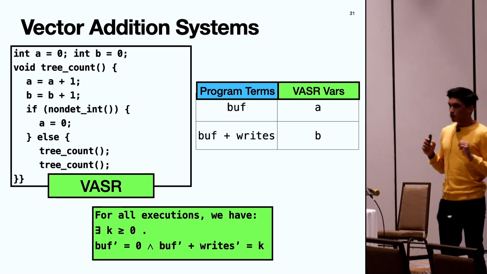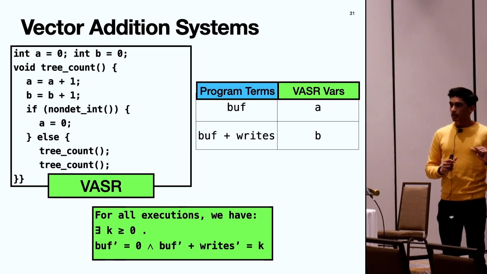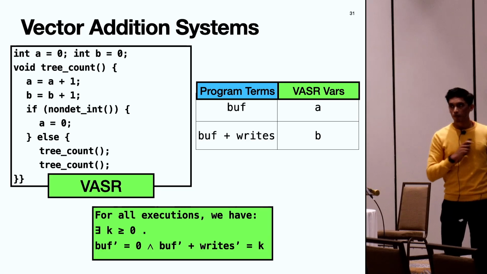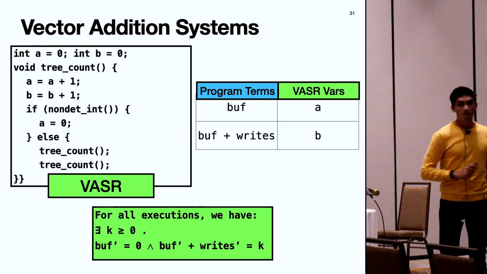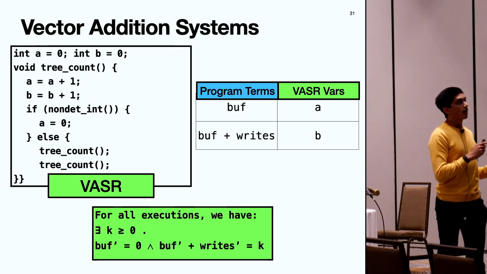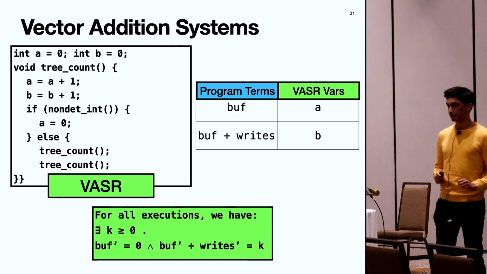So given our exact summary of how the VASR works, we replace the A's with buff and the B's with buff plus writes, and we have an over-approximate summary of the semantics of the program.